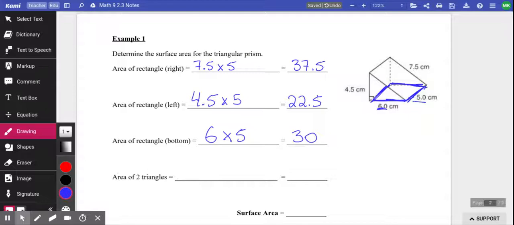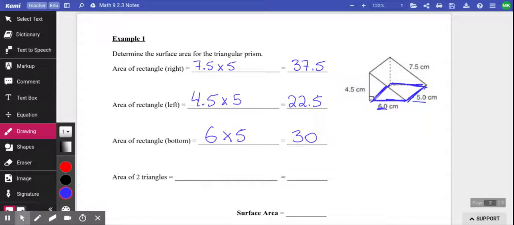We've now done the rectangular sides, which I find are the easiest ones to do. That's why I do them first. The order doesn't matter, so if you want to do the bottom one first, that's cool. If you want to do the top one, whatever, as long as you're doing all 3 rectangles. Notice that they're all different sizes, so don't try to do the trick of timesing by 3 or something like that, because the rectangles are different sizes in most of the questions.